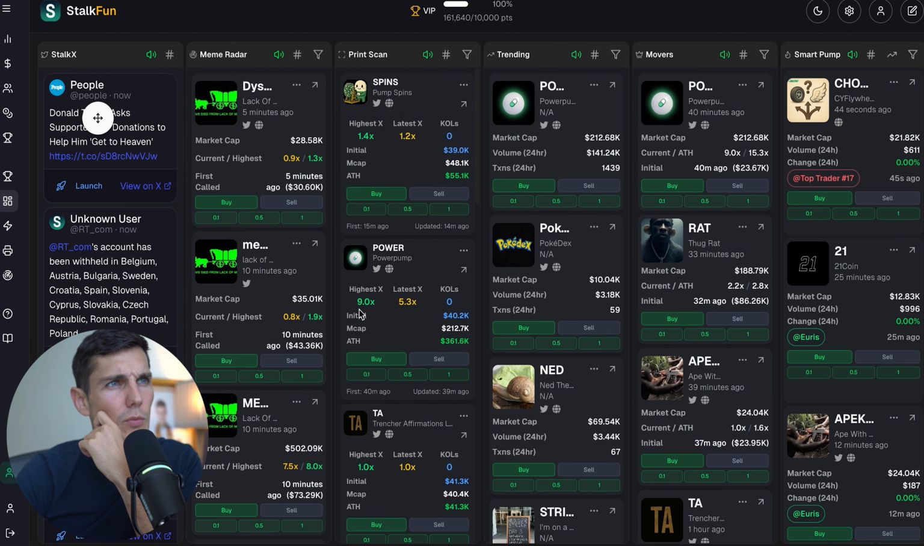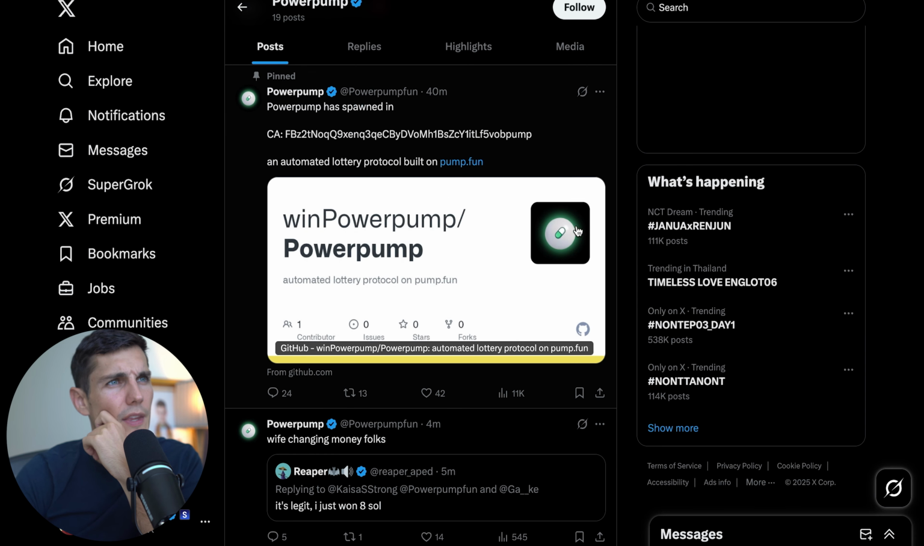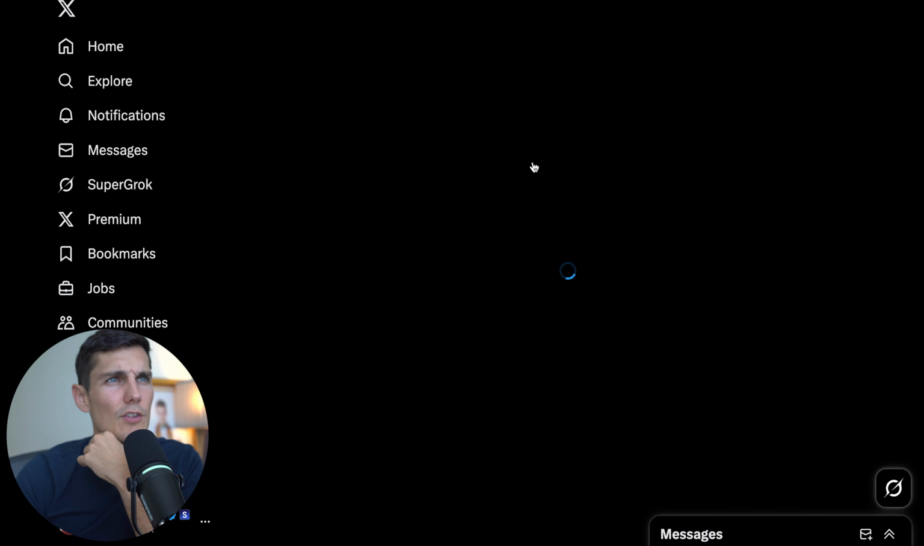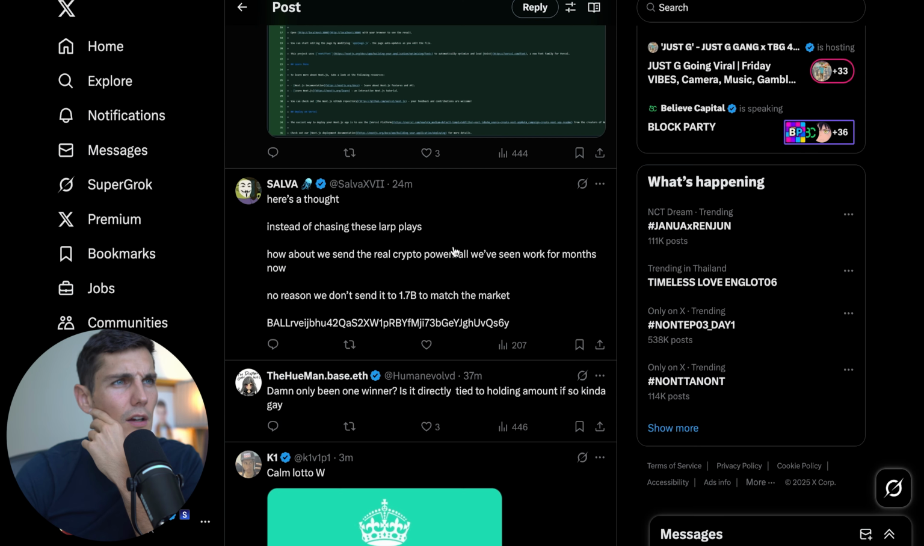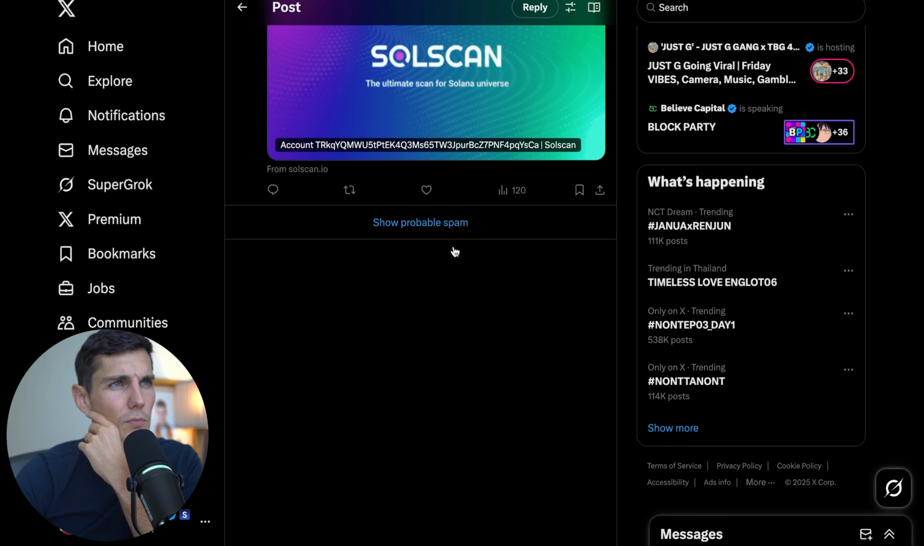Look at that, almost a 10x on Power Pump. And then Power Pump, they posted their code and then you can check the comments. If you're not used to it, you will see what the people are saying to understand more about it.